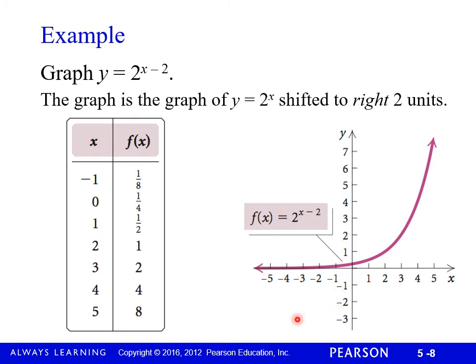And here's our graph. And this is indeed 2 to the power of x shifted to the right 2 units. When we have a plus or minus in the exponent, this is a horizontal shift to the left or the right, and it goes in the opposite direction. So minus numbers go to the right, and plus 2 would go to the left.